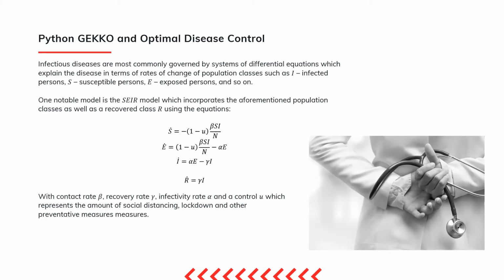And we have a control U, which represents the amount of social distancing, lockdown, and other preventative measures. And I wrote measures twice there.